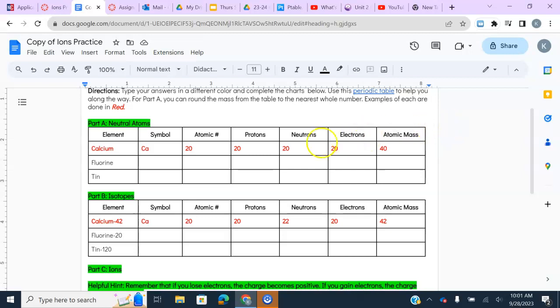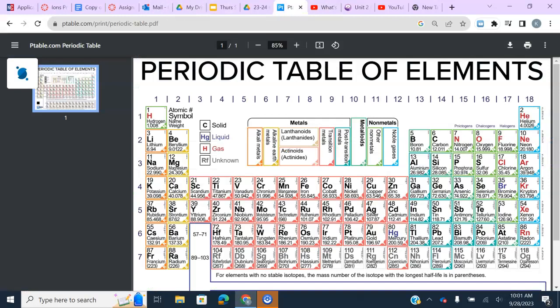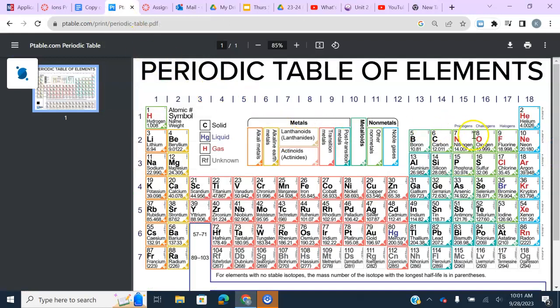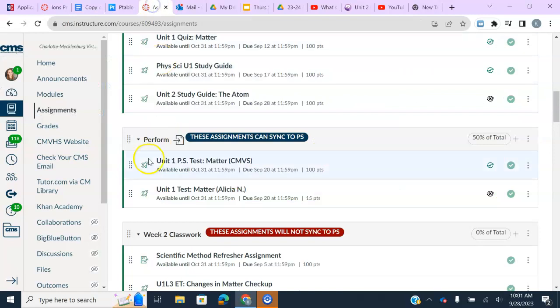Okay, so let's go through these and do some examples. Part A is the neutral atom. This is what we've been doing with our 8-man all along, so this is just a review of that. We're going to need a periodic table for this. I have mine over here, let me pull it up. All right, so for fluorine, we need the symbol, so we're just going to find it on the table. It's right here. The symbol for fluorine is F.